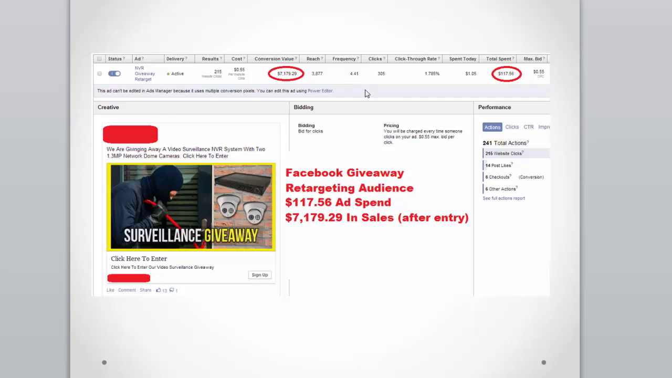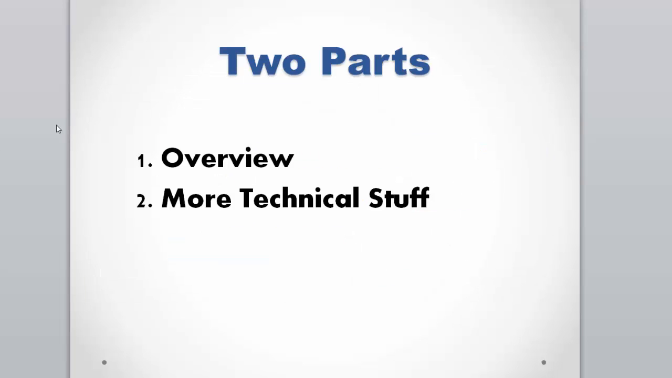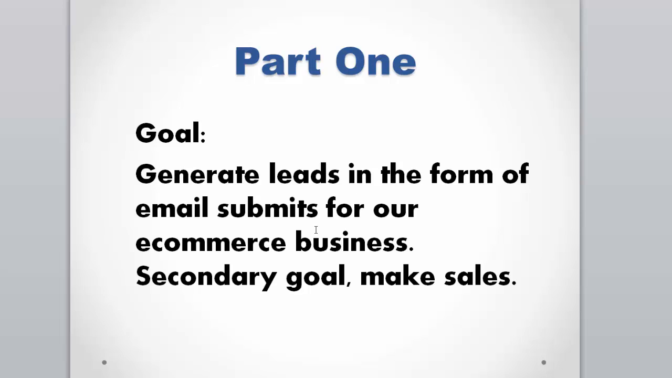So let's just go through the setup of this. We are going to go through a quick overview of what it looks like, and then just a quick overview of how we've actually set it up, each of the pieces of the puzzle. Our main goal for doing this is to generate leads. We want more email addresses so we can market to these people and turn them into customers. A secondary goal, of course, is to make sales.